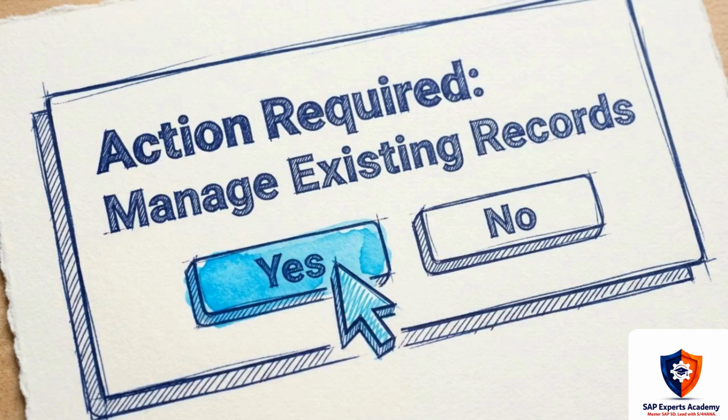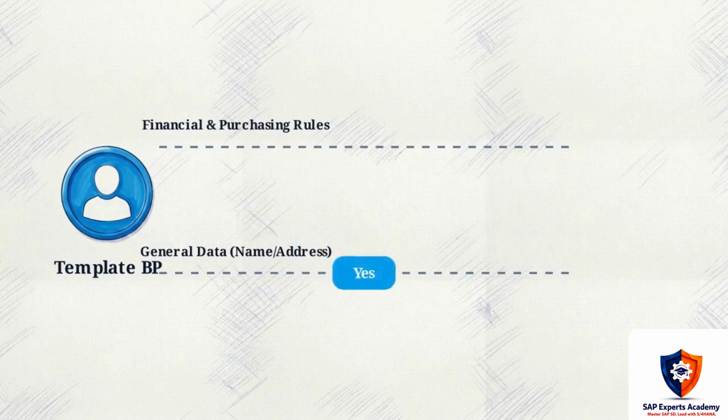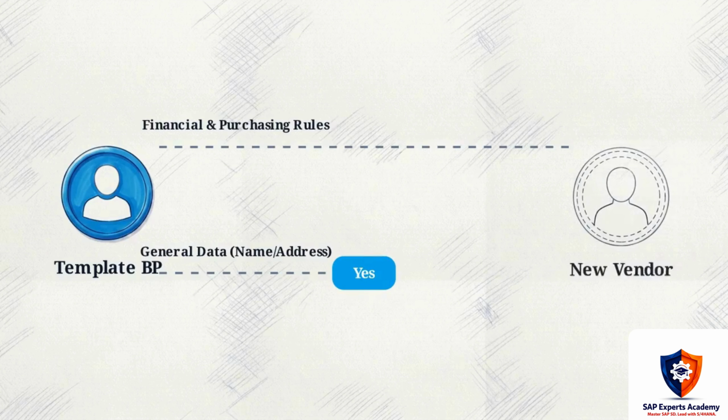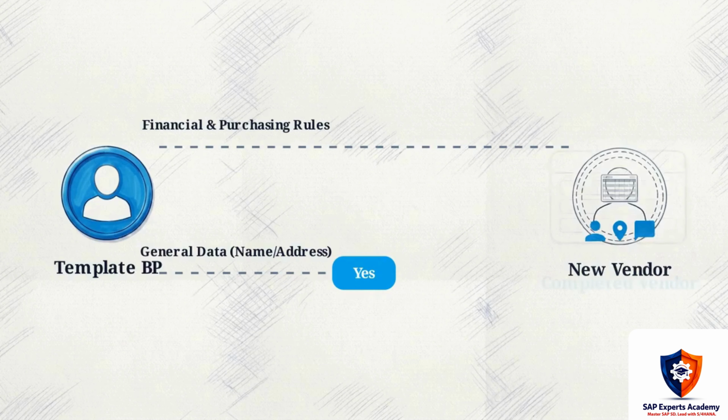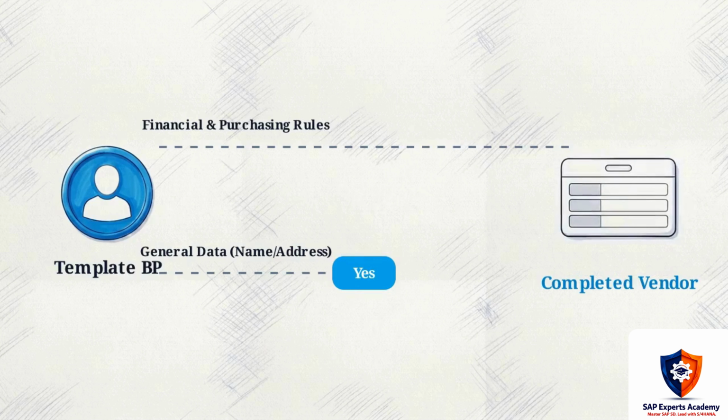The system will then ask if you want to overwrite the supplier general data. We select Yes to separate the two types of data. This allows us to adopt the underlying financial rules while leaving the name and address fields blank for the new entity. Now you can enter the new vendor's details, including the name, country, and language, without affecting the copied configurations.